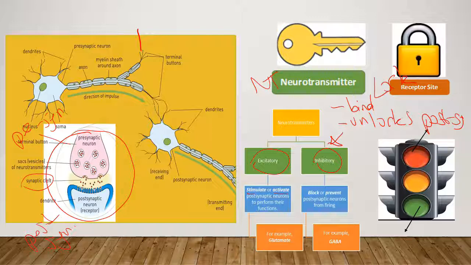Now, you need to make sure that you know what your examples are, okay? So we know that glutamate is an excitatory neurotransmitter. It makes the postsynaptic neuron more likely to fire. We know that GABA, for example, is an inhibitory neurotransmitter. It makes the postsynaptic neuron less likely to fire.